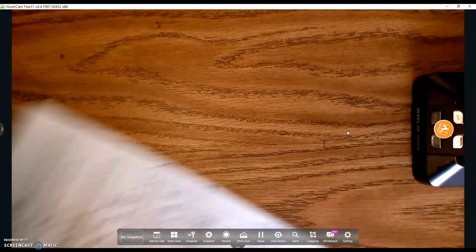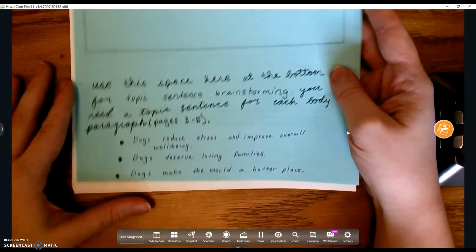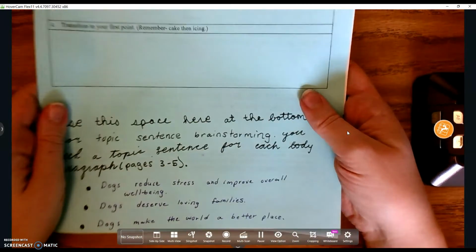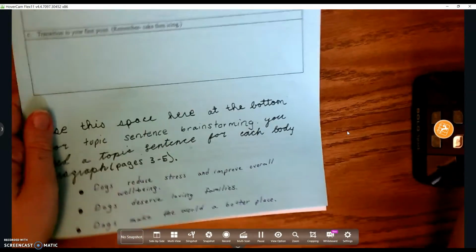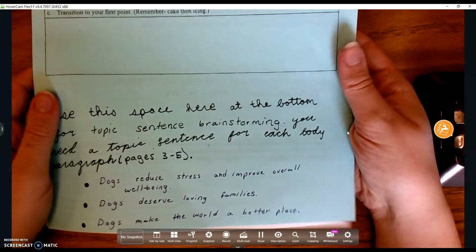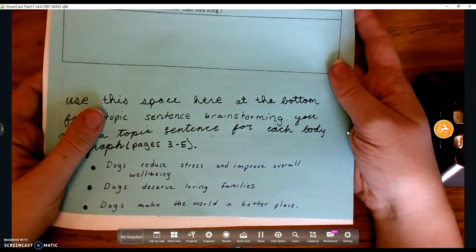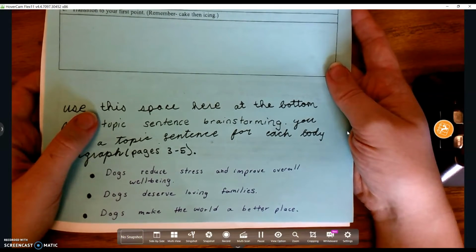So if I've got my thesis, I'm going to use quote storage. Don't you remember quote storage? If you haven't done quote storage, this would be a great time to do it. I'm going to figure out what ideas best support my thesis based on what I've got available to me in quote storage. What I found was I've got three topic sentences best supported by what's in quote storage. Those topic sentences are: dogs reduce stress and improve overall well-being, dogs deserve loving families, and dogs make the world a better place.